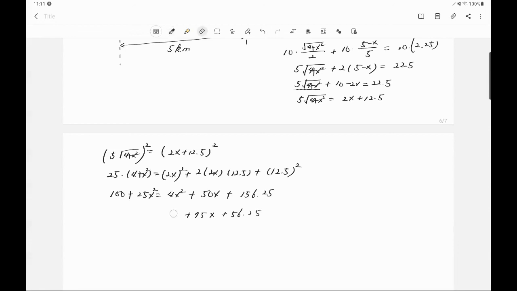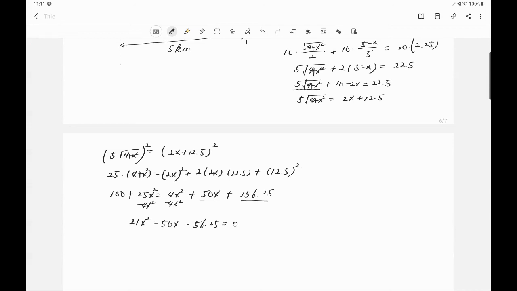So we can remove this. Move 25x squared to the right, and move minus 4x squared to the left. Then it will be 21x squared, and then move this one to the left, so minus 50x, and then negative 56.25 equals 0. So from this, we can use the quadratic formula.